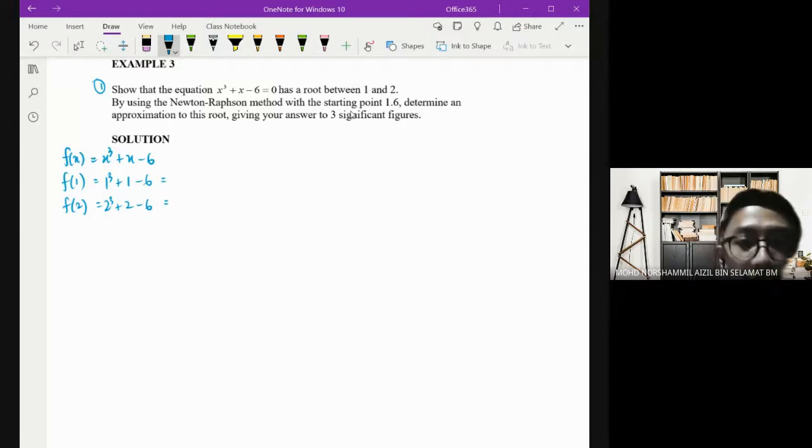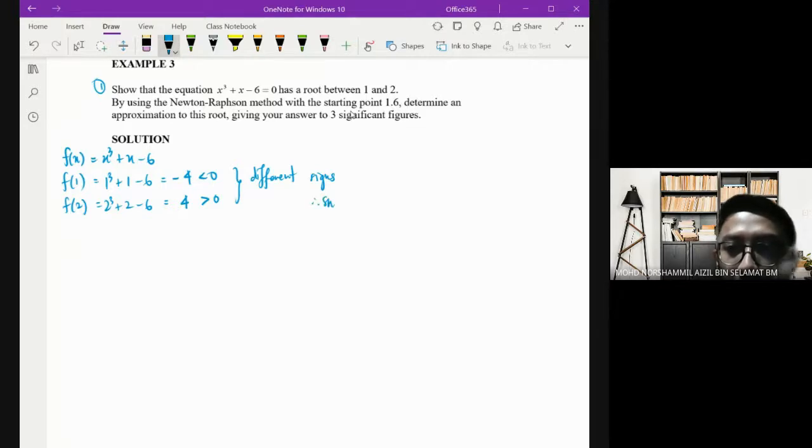So the upper part, 1 plus 1 minus 6, you get minus 4. So this one is less than 0, negative. So 2 cube is 8 plus 2, 10 minus 6, we get 4. So this one is positive. So change of sign. As you can see, change of sign, or maybe the proper word to write it down is different signs.